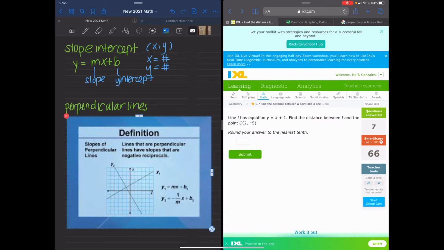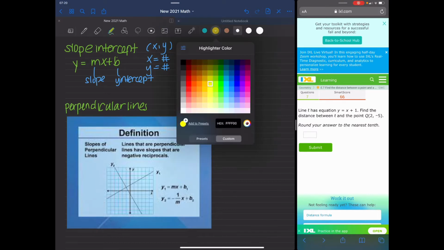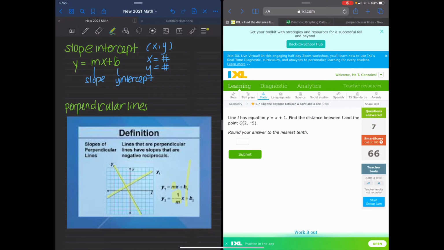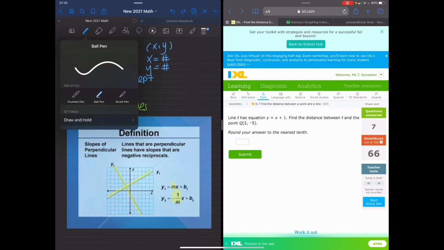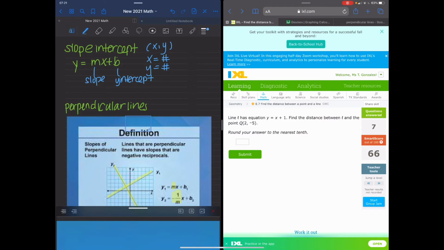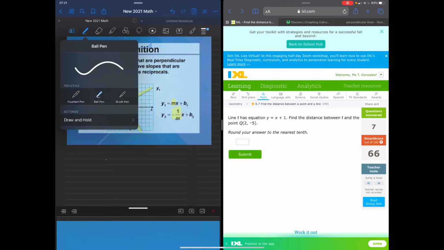What I mean by negative reciprocals is that we have this slope right here of, let's say, m. The slope of the perpendicular line, where this is y equals mx plus b, is going to be the negative reciprocal. That's going to be the second line, and that's what we need to determine from the equation that's given to us. We know that we have the equation y equals x plus 1 and the point 2, negative 5. So with that in mind, I want to talk about my reciprocal slope and how to find the new line and the new point.